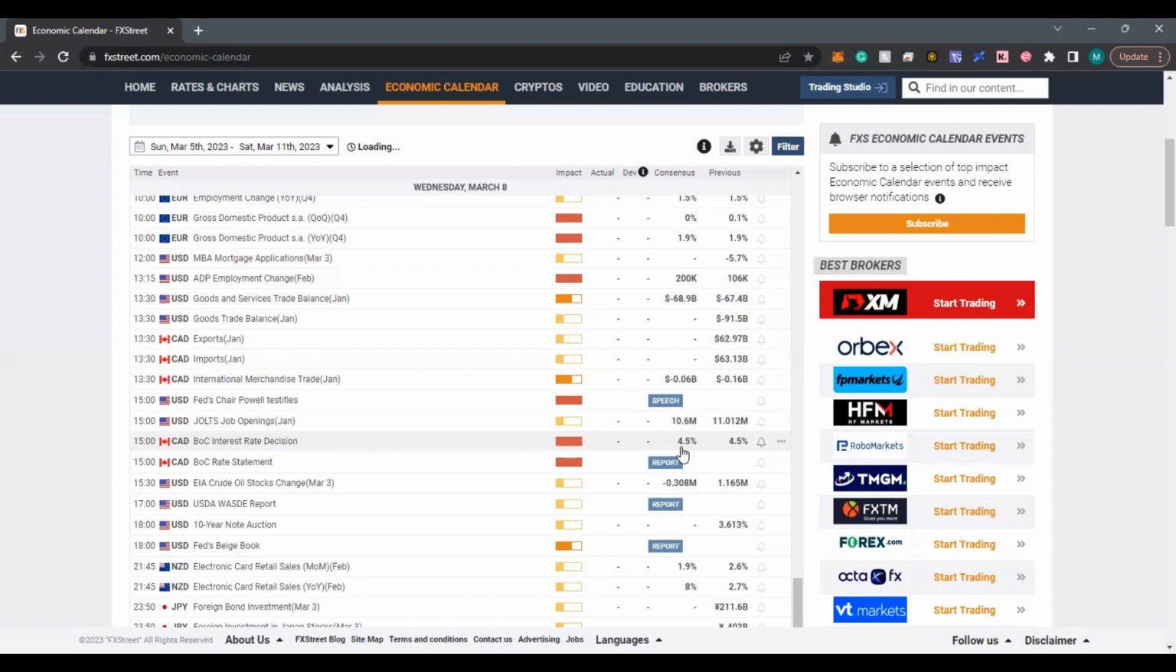Now, bearing that information in mind, what does this mean for the price? Before I do the technical analysis, I want to reference this. What does this mean? It means one thing. If the interest rate data comes out at 4.5%, the Canadian dollar will become strongly bullish. And the reason is very simple.